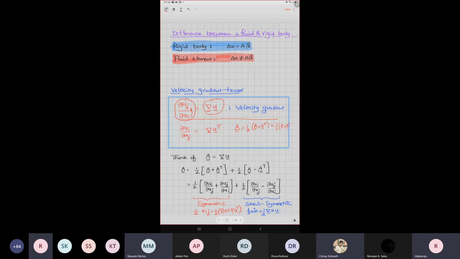Yes, sir. So a matrix can be decomposed into symmetric parts and anti-symmetric parts. The same thing here. You can think of this velocity gradient tensor, a second rank tensor, which if I call it A, can be decomposed into half of A plus A transpose, plus half of A minus A transpose. That means half of del U plus del U transpose, plus half of del U minus del U transpose. The symmetric part is what we call the strain rate tensor. The more proper definition is: the symmetric part of this velocity gradient tensor is called the strain rate tensor. The skew symmetric part of that velocity gradient tensor is called angular velocity.